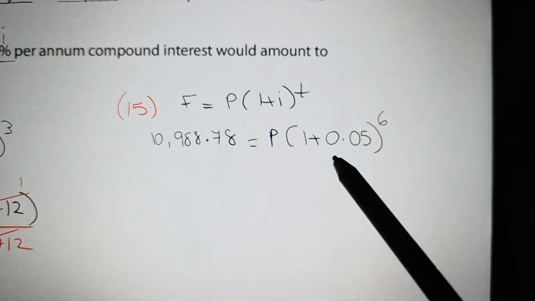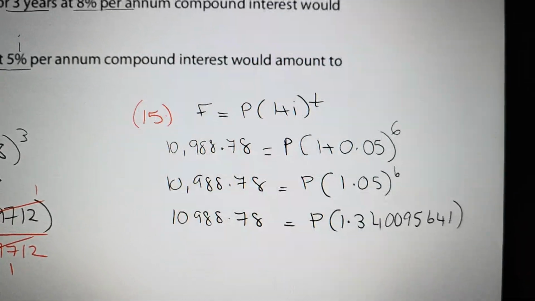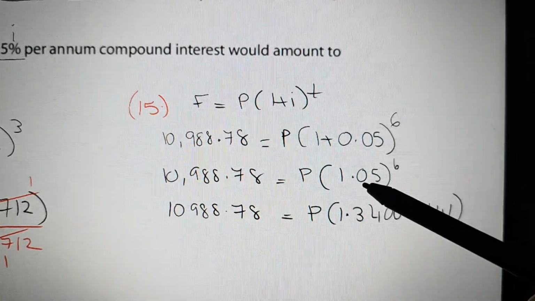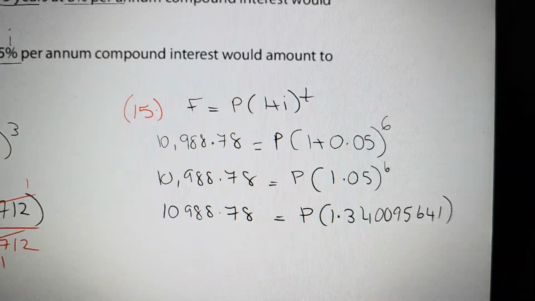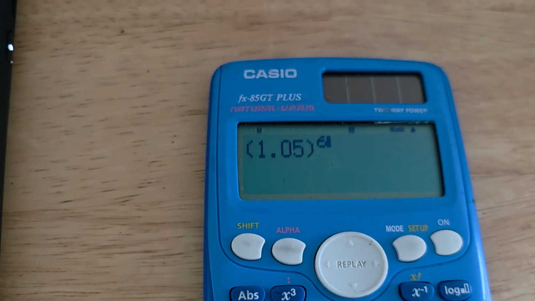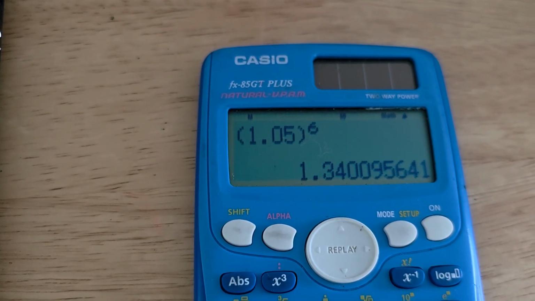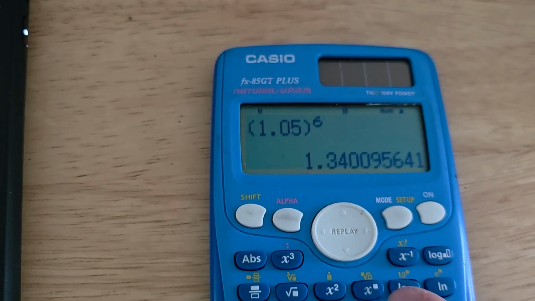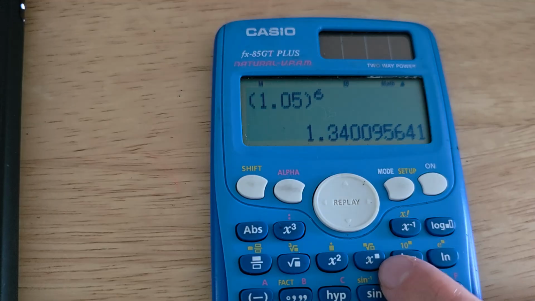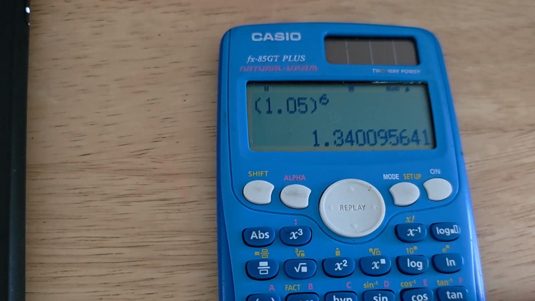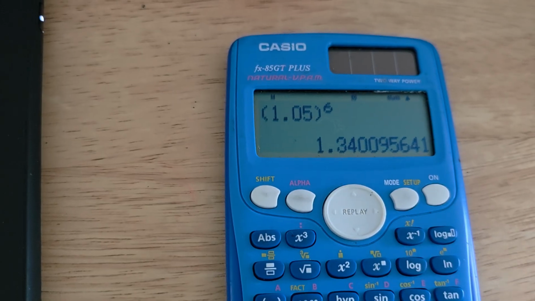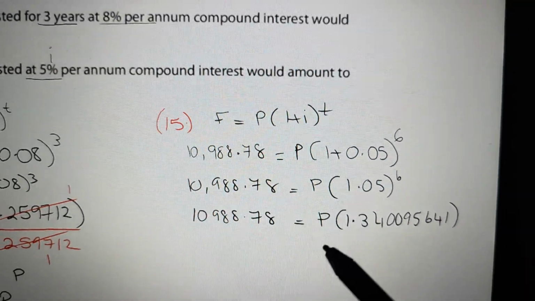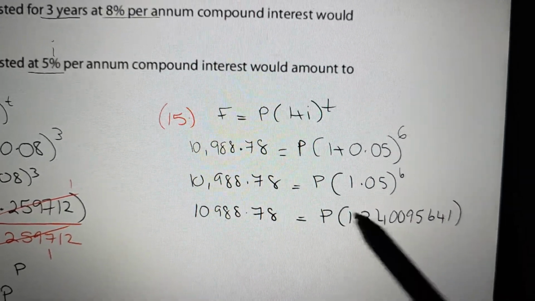1 plus 0.05 is just going to be 1.05. If I put that to the power of 6 on the calculator, I'll get back this decimal. Okay, so you're just using the power button on your calculator, which is this one here. Some calculators you might have to press Shift and then that button to get it up, all right? And then put in your little power of 6.